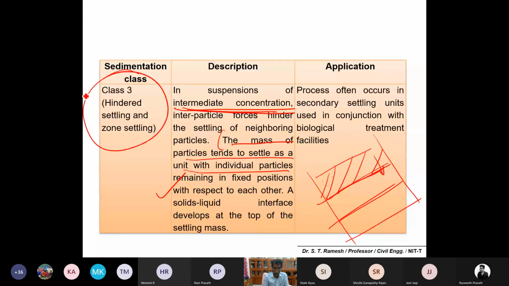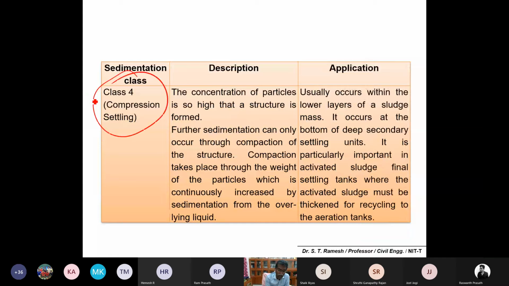And type 4 is compression. This normally happens when the concentration of the particles is so high that further sedimentation can occur only through compaction of the structure. Please make a note. The particle doesn't want to settle, and above it the particles are moving zone-wise, and because of this zone movement, it allows the particles to compress. So sedimentation can only occur through compaction of the structure. The compaction takes place through the weight of the particles, which is continuously increased by sedimentation from the overlying liquid. Please make a note, because of compression, these particles tend to come down in a sedimentation behavior. Is it okay?